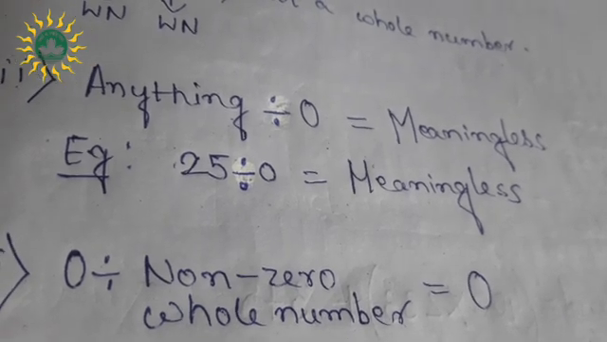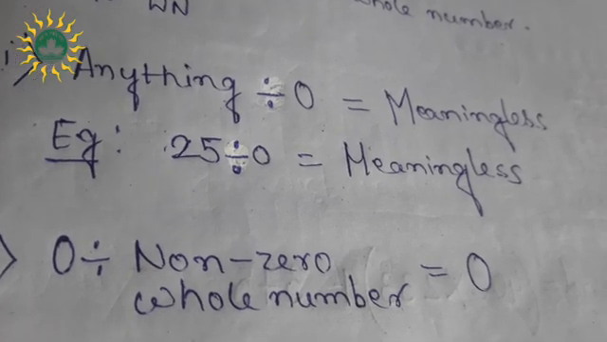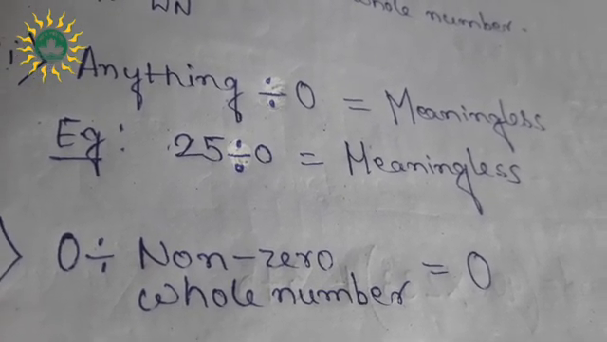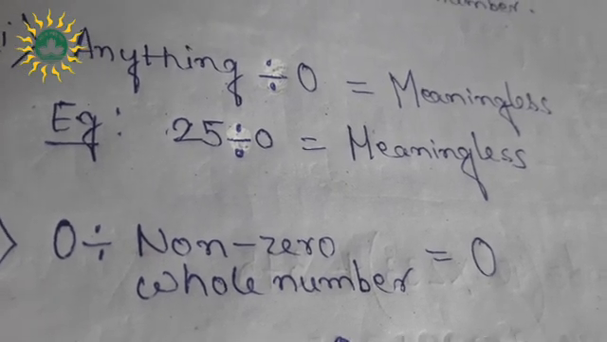Now the second property: anything divided by 0 becomes meaningless. For example, 25 divided by 0 gives us no result, that is meaningless, that is an error.